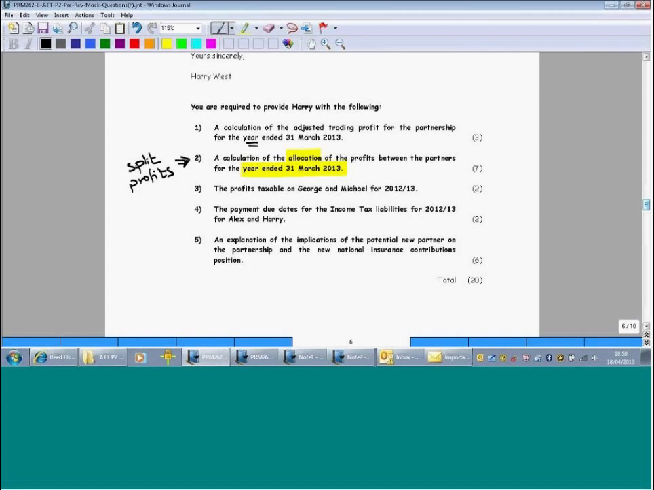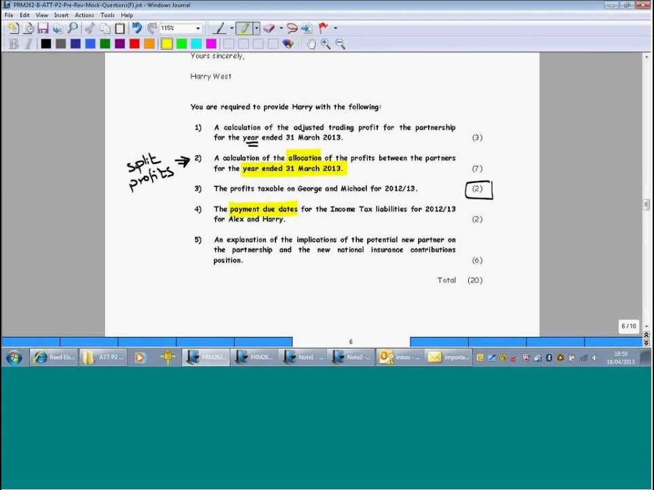Then allocate them to George and Michael. When you read the information, you're dealing with closing year rules for George, opening year rules for Michael, but they're only worth 2 marks, so don't get bogged down. Another 2 marks. In Part 4, you're looking at payment due dates for income tax liabilities.